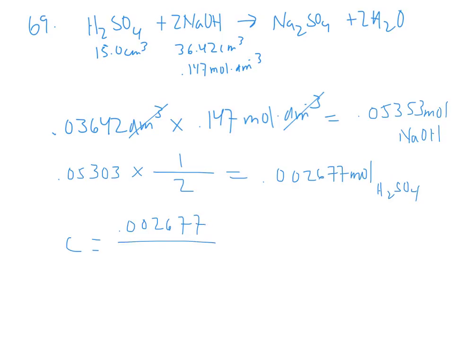So my concentration would be 0.002677 moles, and I'm going to change the volume to decimeters cubed because more commonly it's expressed as moles per decimeter cubed. And when I divide by the 0.015, my concentration appears to be 0.178 moles per decimeter cubed.